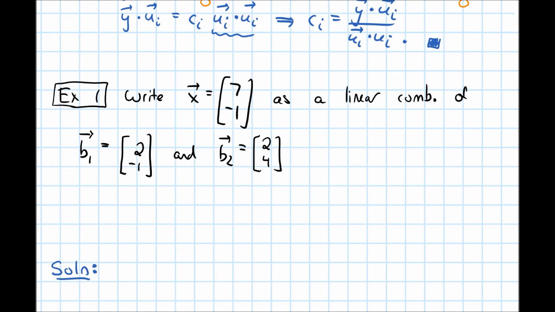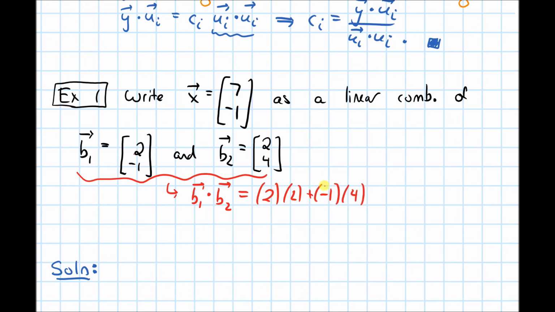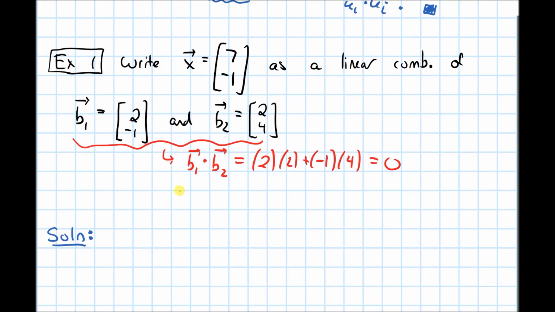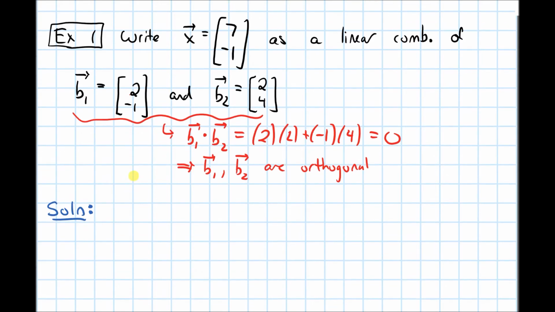First, let's check that the two vectors, b1 and b2, are actually orthogonal. If we take the dot product of these two vectors, or the inner product of them, b1 dotted with b2, we'll get 2 times 2 plus negative 1 times 4. That's 4 minus 4, which is 0. So b1 and b2 are orthogonal. Because they're orthogonal, we're going to be able to use the previous theorem to write down what the weights are of this linear combination.